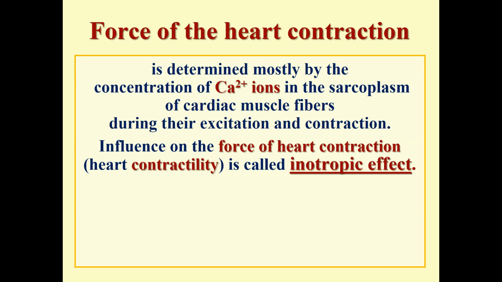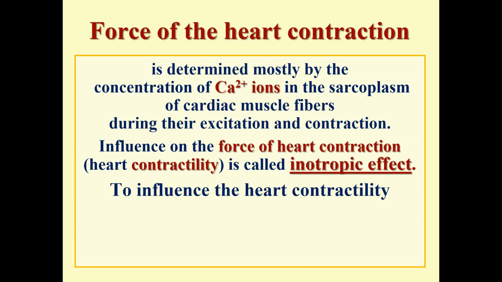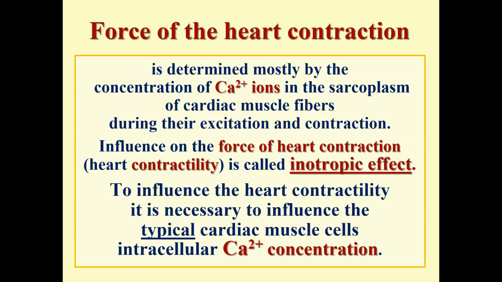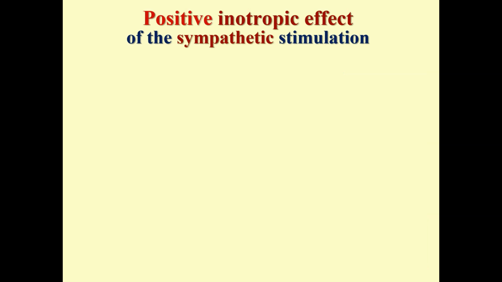And heart contractility, which also involves velocity of contraction, can become faster. It's also a component of the inotropic effect. So, to influence the heart contractility, it is necessary to influence the typical cardiac muscle cells and their concentration of calcium in the sarcoplasm, the intracellular calcium concentration. You remember, for each muscle, higher calcium level, higher force of contraction. And let's observe the positive inotropic effect of the sympathetic stimulation, which means that the sympathetic system makes contractions stronger and faster.